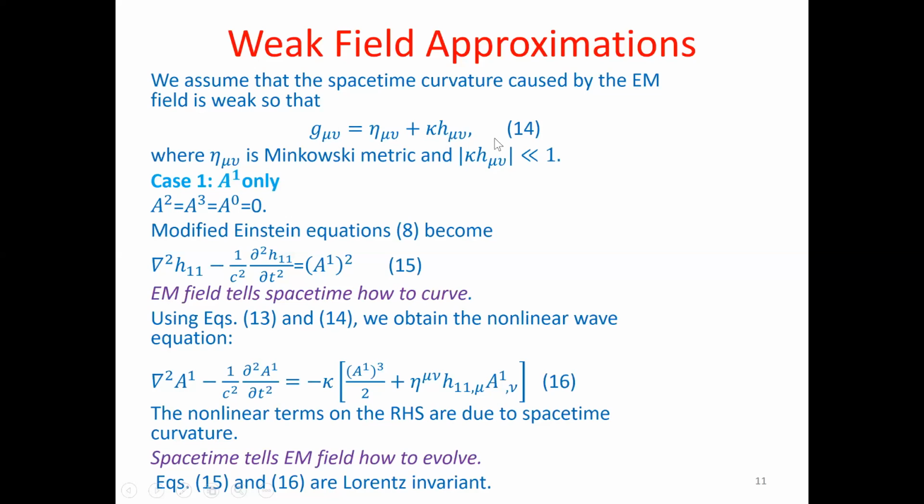So using this weak field approximation in the modified Maxwell's equation, we obtain the nonlinear wave equation in this form. Here the left-hand side is the wave equation, and on the right-hand side we have nonlinear terms due to space-time curvature. This equation corresponds to the part space-time telling the EM field how to evolve. So these 2 equations are coupled. At each point along the world line, EM field tells space-time how to curve, and in turn, space-time tells EM field how to evolve. So equation 15 and 16 are Lorentz invariant.